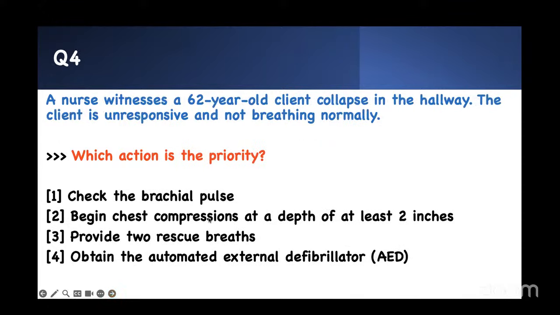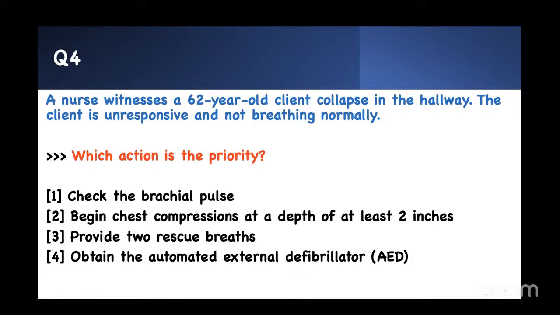And the last question. This is a 62-year-old who collapsed in the hallway and is unresponsive. He's not breathing normally. What do you want to do? Check the brachial pulse. I intentionally did this to let you know you may be looking for some answer and explain that we've got to go through the protocol, but the answer choice is not there. Don't pick the wrong one. I know the person collapsed, is not breathing, is unresponsive. What is your priority? They say check the brachial pulse.